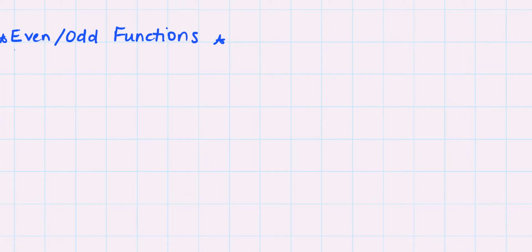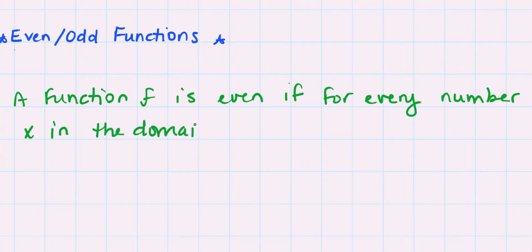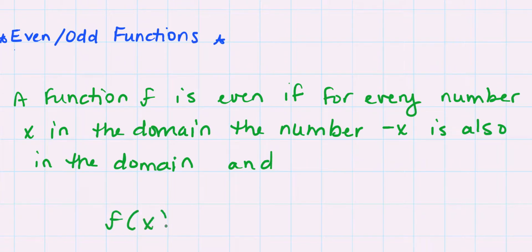We're going to talk about even and odd functions. So a function f is even if for every number x in the domain, the number negative x is also in the domain, and f of x is equal to f of negative x.